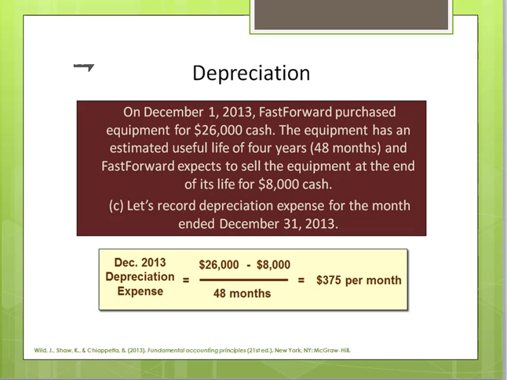So basically what's going to happen when the company purchases the equipment, they are going to debit equipment for $26,000, credit cash for $26,000. We will then need to spread the cost of that asset across the 48 months that we're going to use the asset by recording this systematic depreciation of $375 per month.